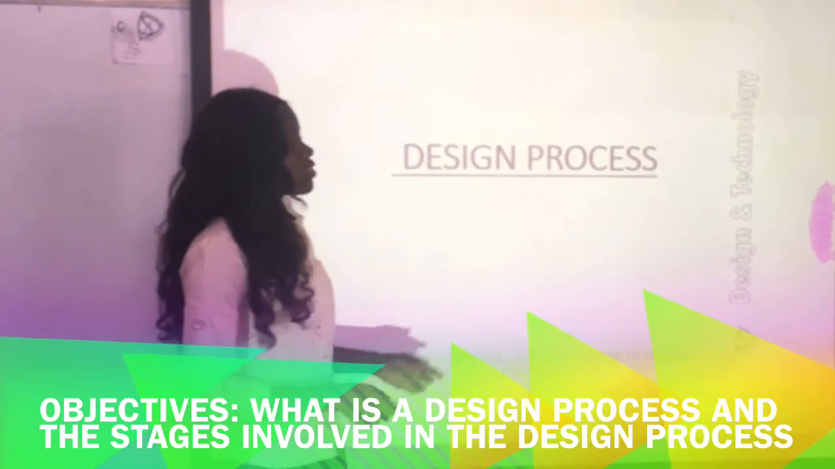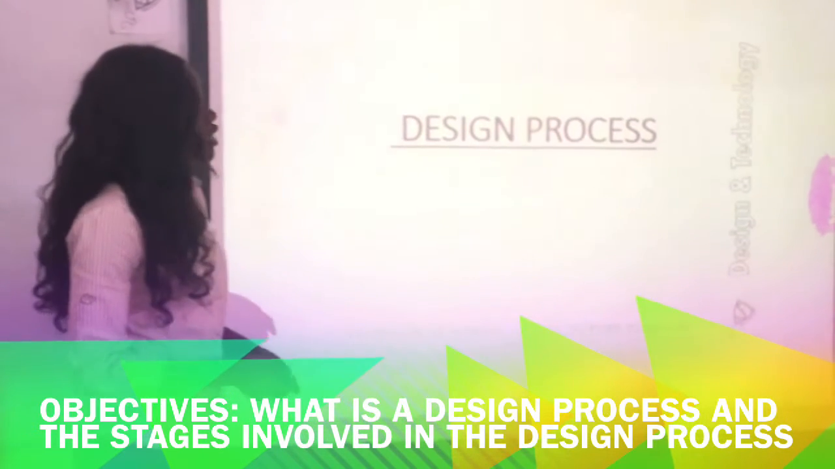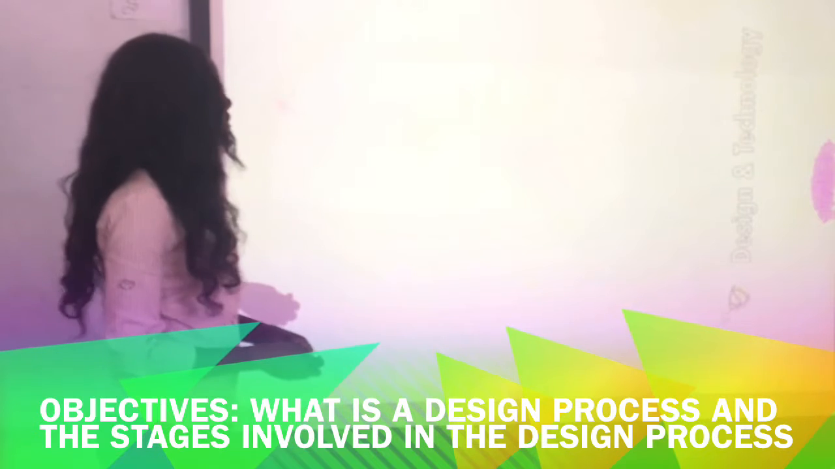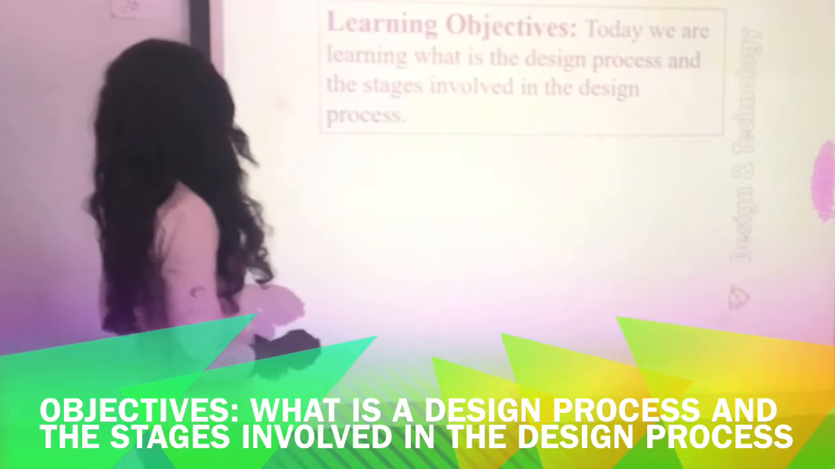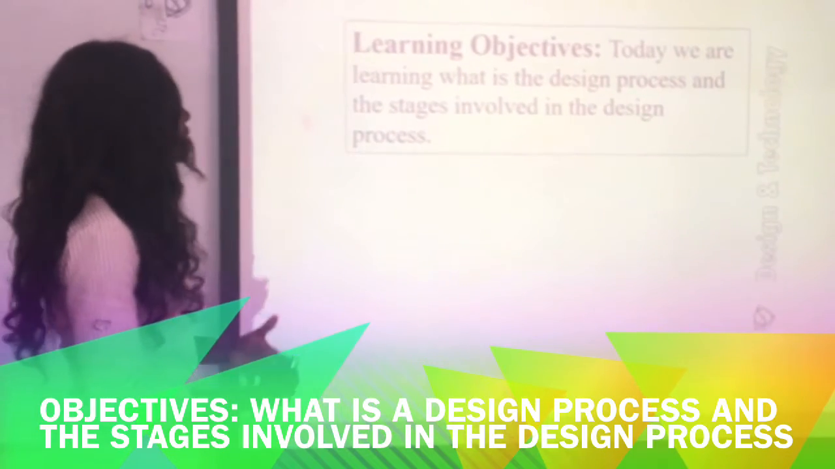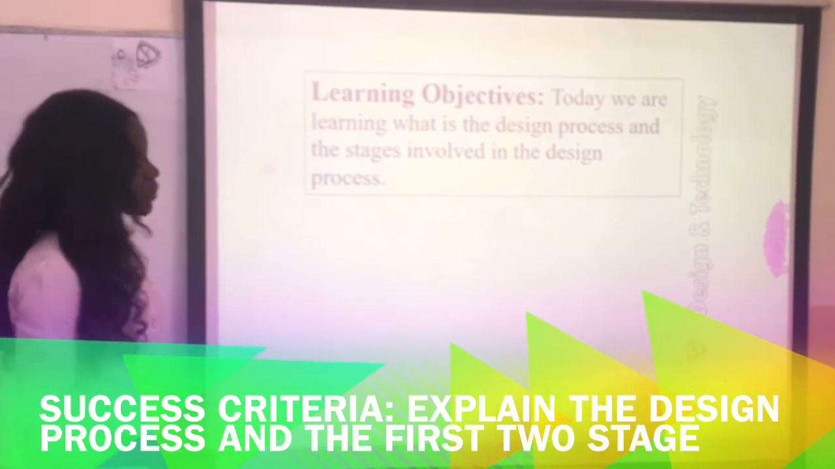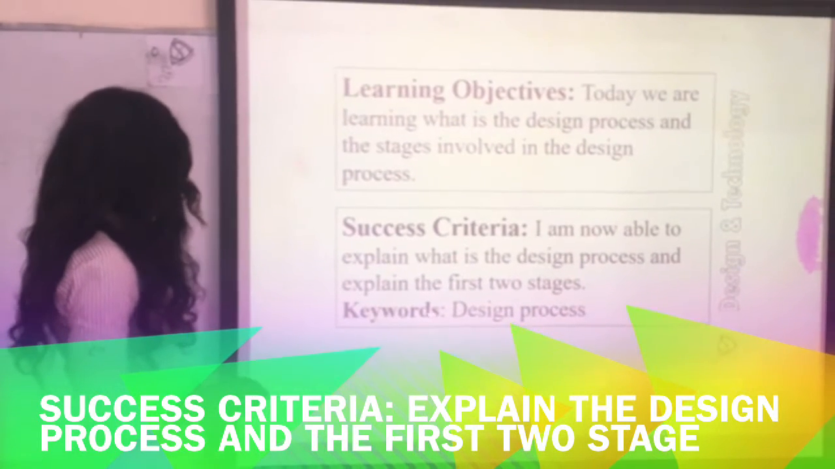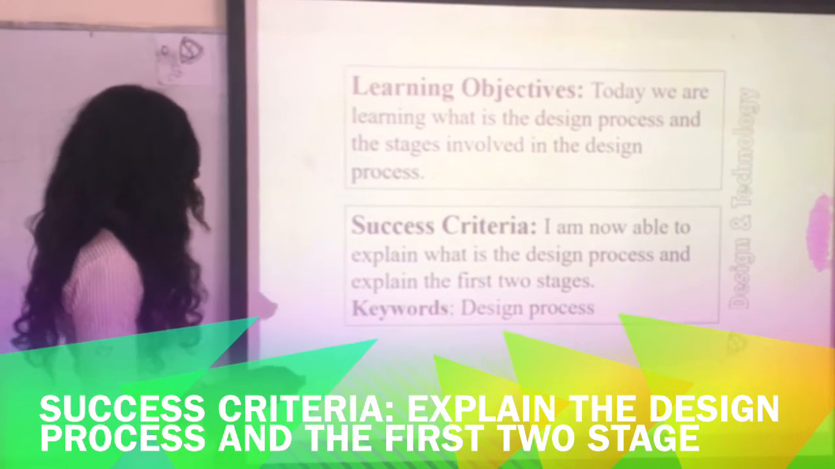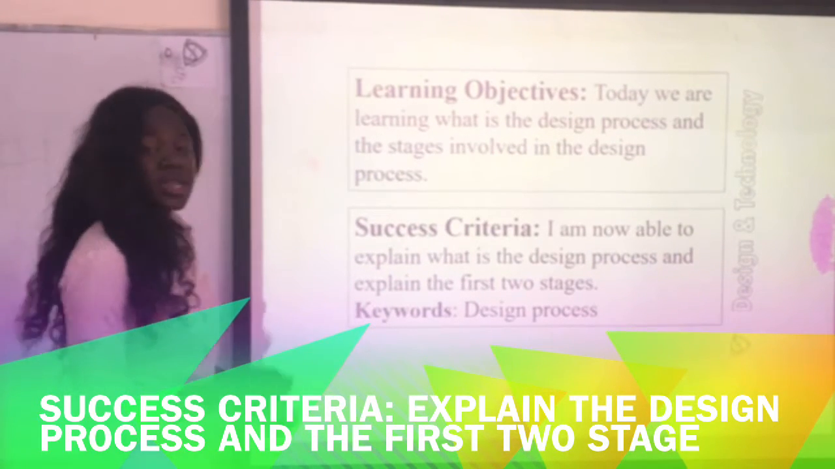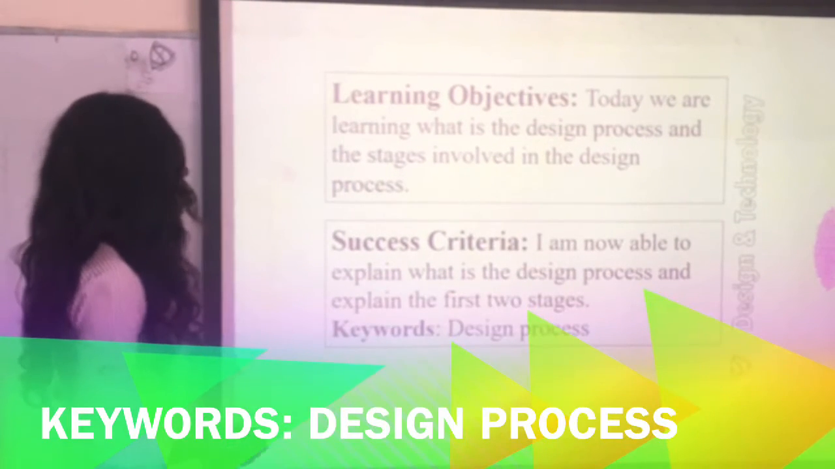So what are our learning objectives for today? Today we are learning what the design process is and the stages involved in the design process. Then at the end of this lesson, I want you to be able to explain the design process and explain the first two stages. And our key word here is design process.